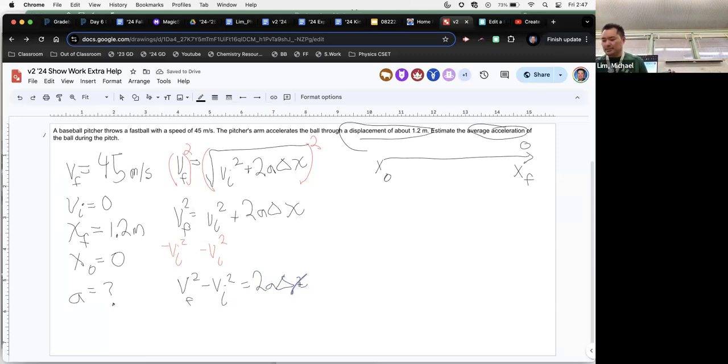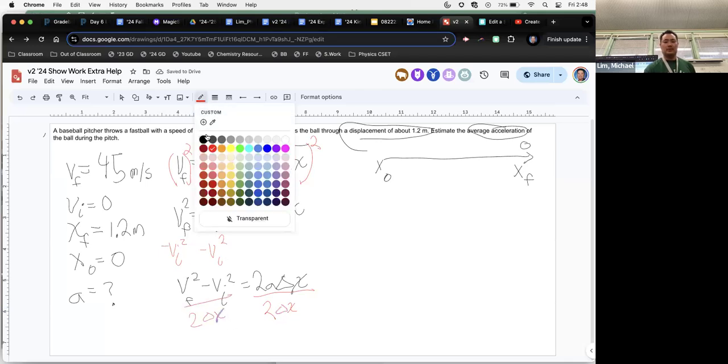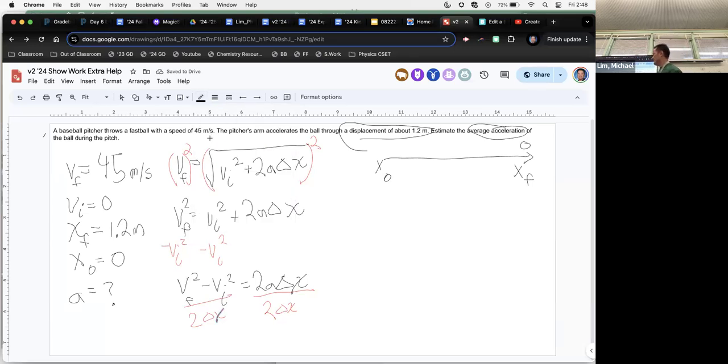Okay, next is Alexander. Which one's Alex? Yeah, all right, Alexander. What is the next step to get A? Divide by what? 2 delta x. 2 delta x. Why would we do that? A by itself. Alexander sees that 2 delta x is multiplying A, so we have to do the opposite of what's being done. That's why it kept being shown over and over in the notes. Not because I want your life to be miserable, it's because I want you to see how it became A.